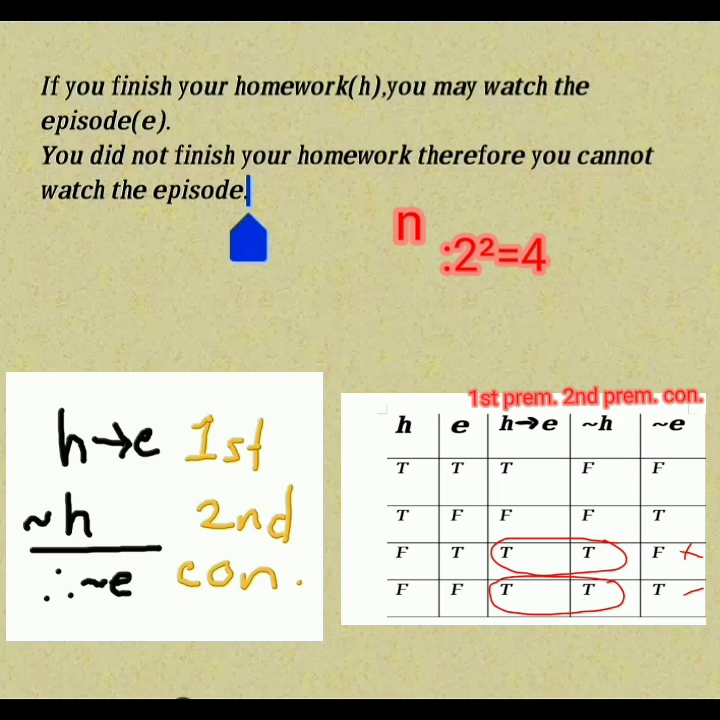Now we look at the conclusion. The third row is false. The fourth row is true. So we consider it an invalid argument.